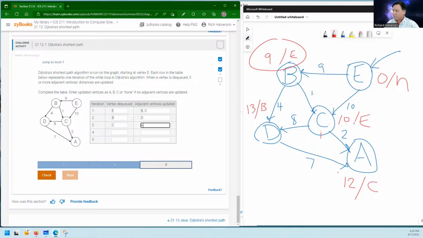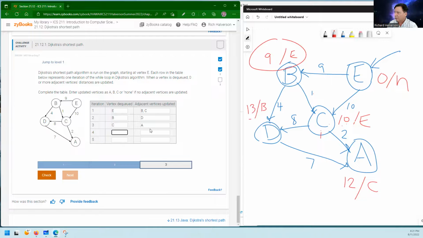And how about D? Is D updated? Right now, D takes 13 to get from E to B to D. If we went through C, it would be 8 more from C, and that'd be 18. Nope, don't want to do that. So we do not want to update D. All right, very good.